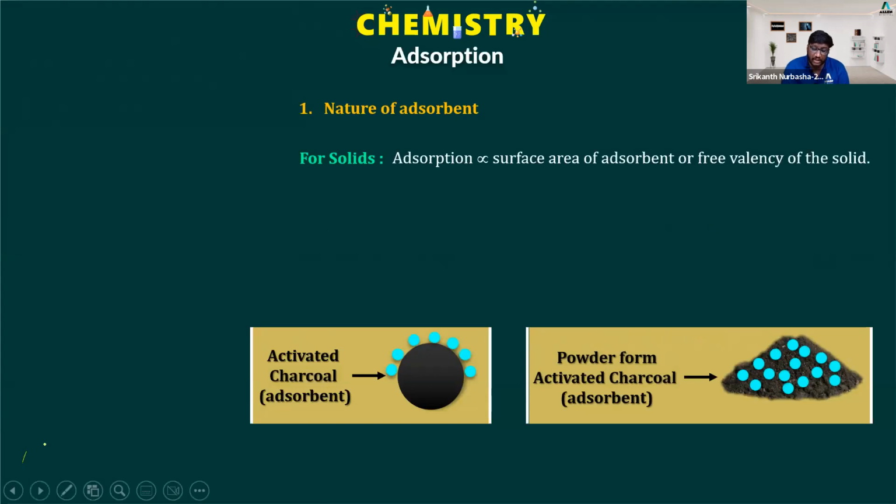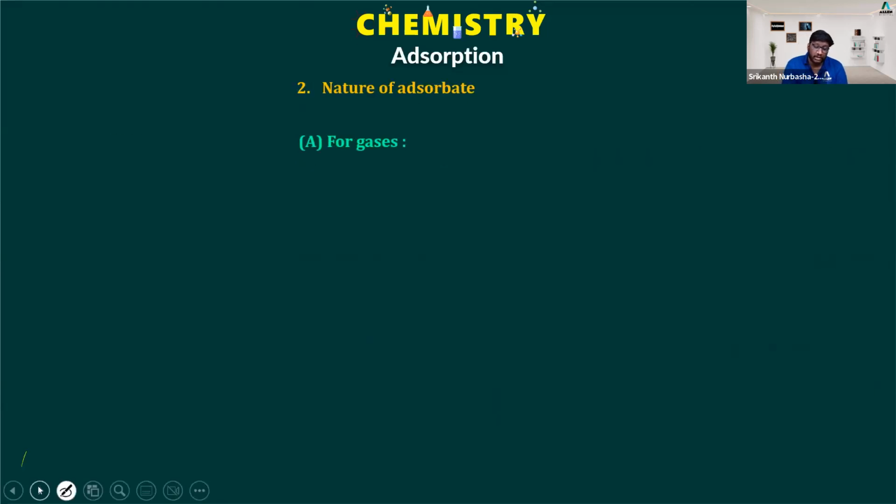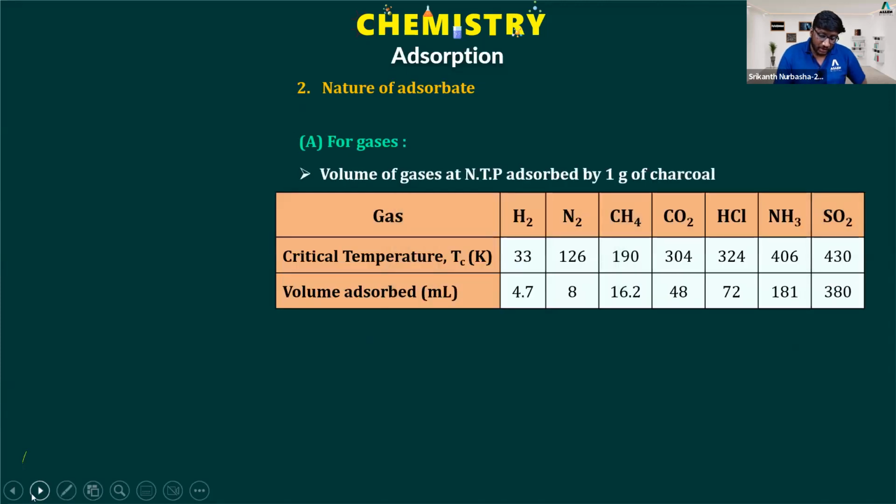So for solids, you can say adsorption is directly proportional to surface area of adsorbent or free valency of the solid. Nature of adsorbate. For gases, you can consider the volume of gases at NTP adsorbed by 1 gram of charcoal. You have taken 1 gram of charcoal and you are varying the gases H2, N2, CH4, CO2, HCl, and SO2. With respect to critical temperature, you can consider that more is the critical temperature, more is the volume adsorbed. Tc is directly proportional to extent of adsorption.